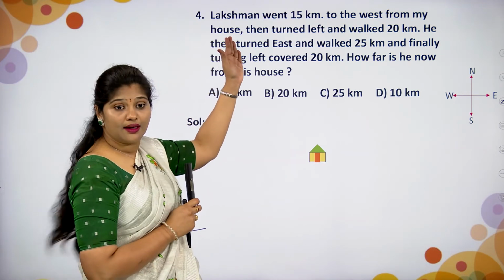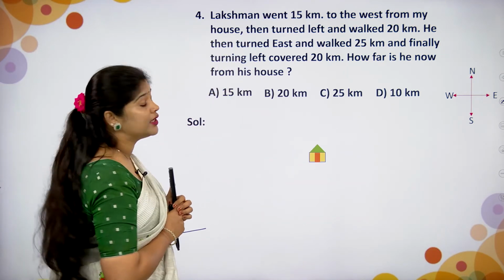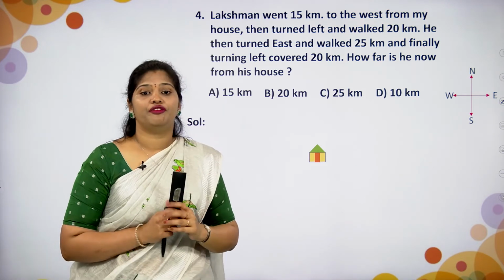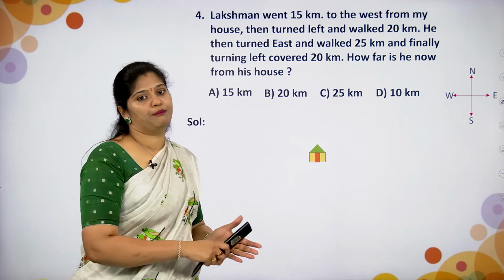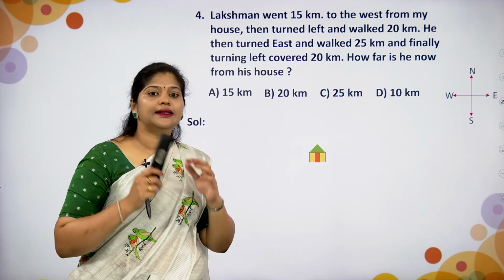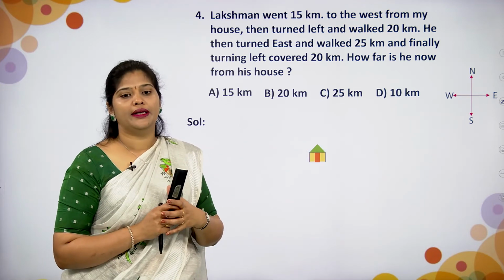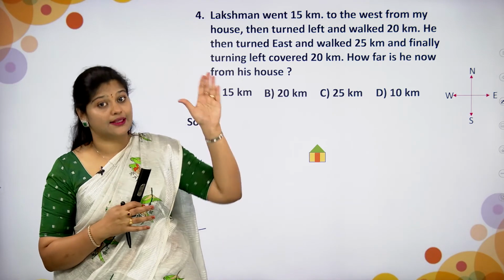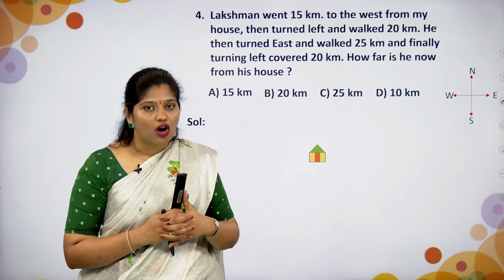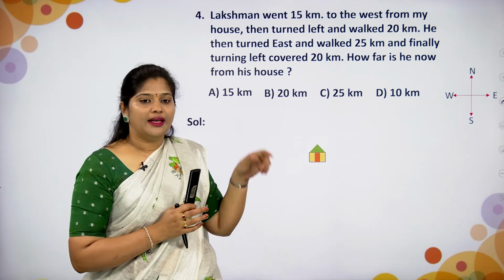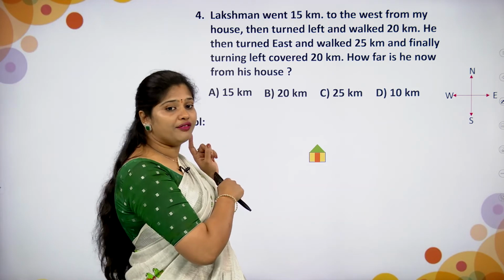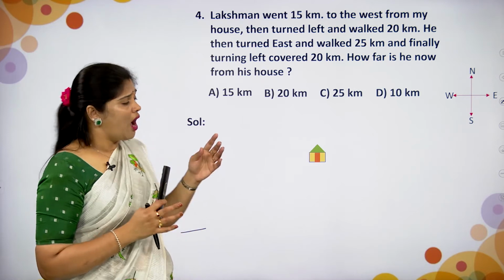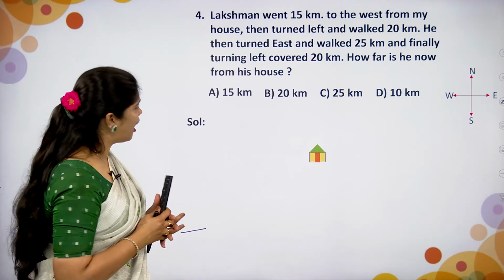Okay, let's read it again. This question is very important, children. Read carefully about the directions. Lakshman went 15 kilometers to the west from my house, then turned left and walked 20 kilometers. He then turned east direction, a straight direction, and walked 25 kilometers, finally turning left again, covered 20 kilometers. How far is he now from his house?